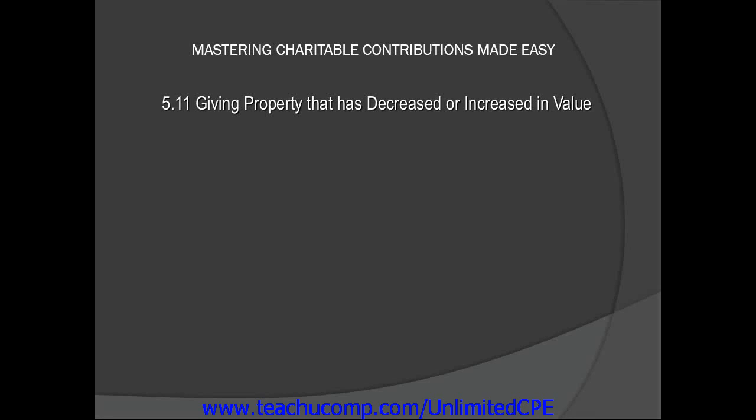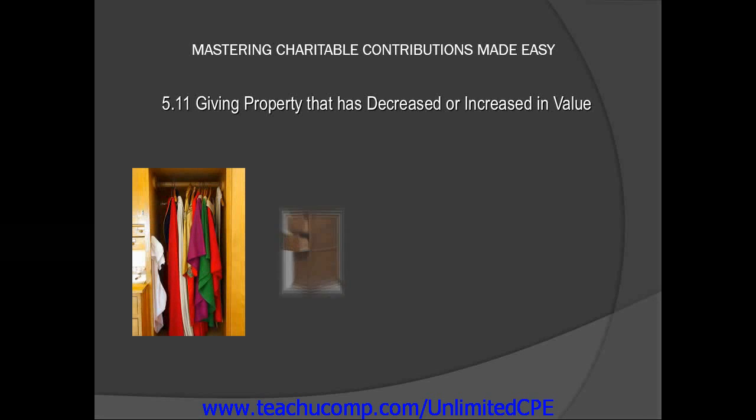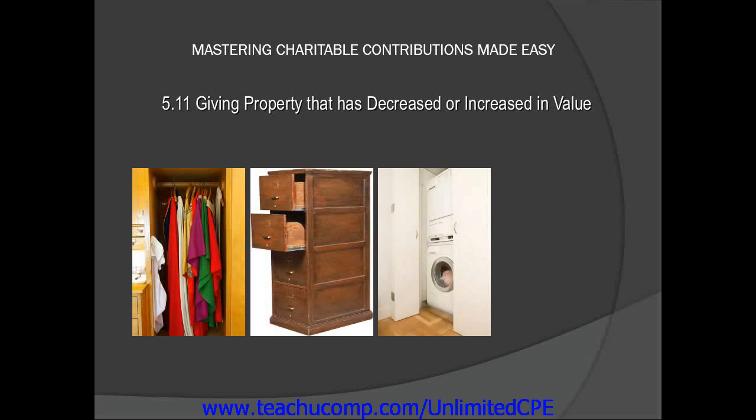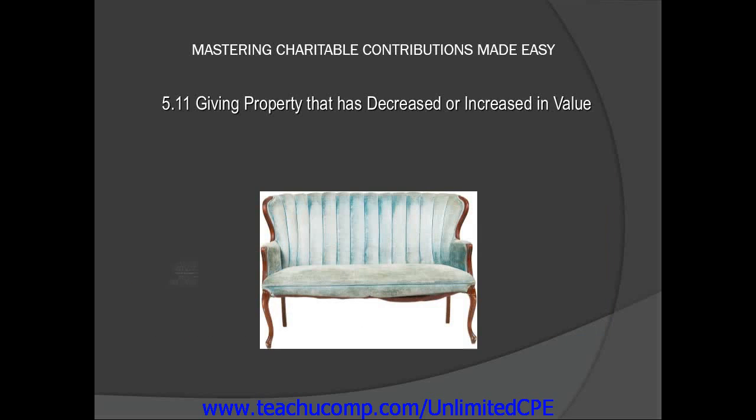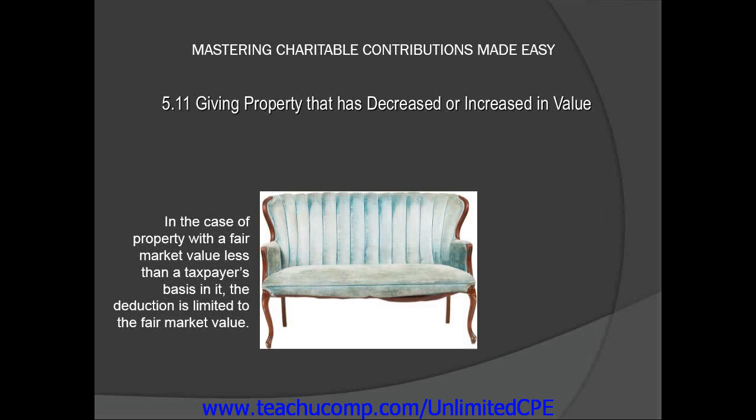A few examples of property that decreases in value are clothing, furniture, appliances, and motor vehicles. In the case of property with a fair market value less than the taxpayer's basis in it, the deduction is limited to the fair market value.